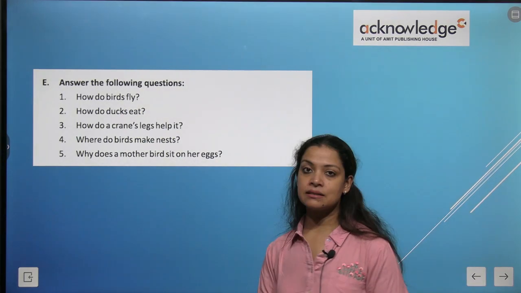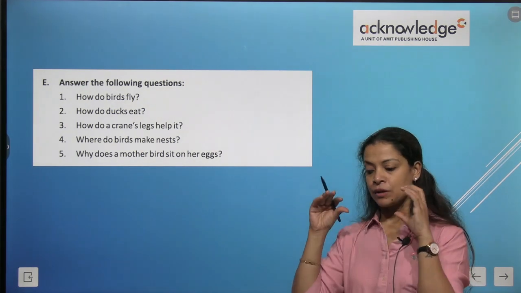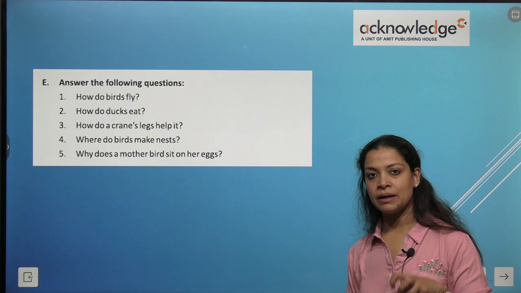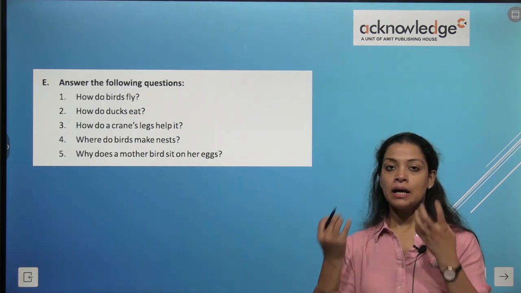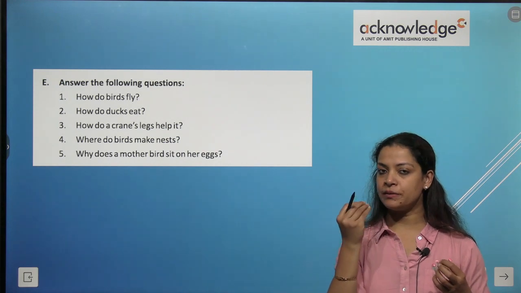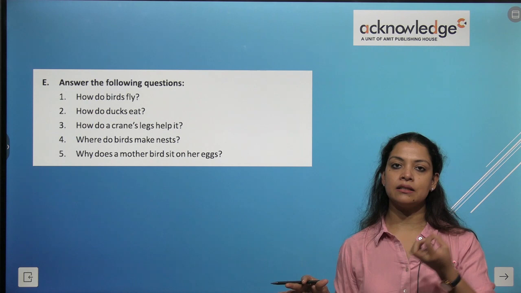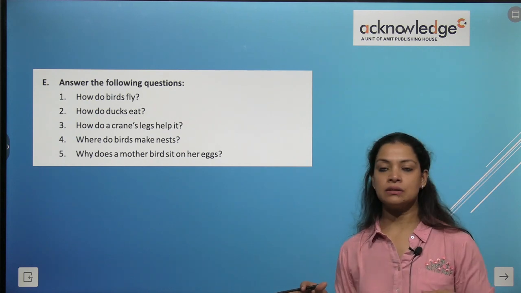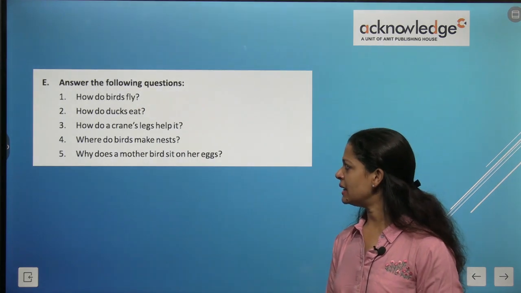How do ducks eat? So ducks, they have a flat, broad beak. So when they put their mouth in the muddy water, they catch fish and small organisms and they have holes on their beak. So excess water flows out and the rest of the food material which they want to eat moves inside their mouth.